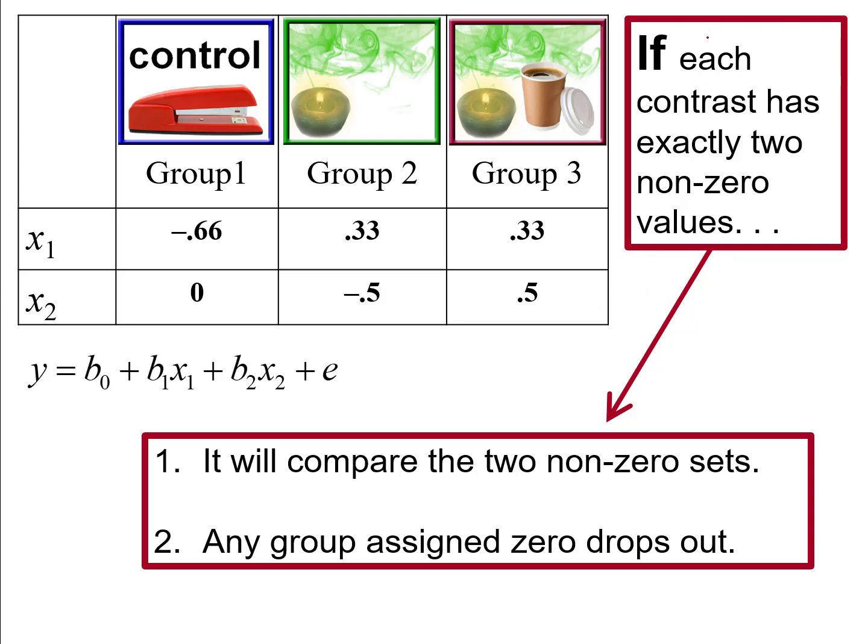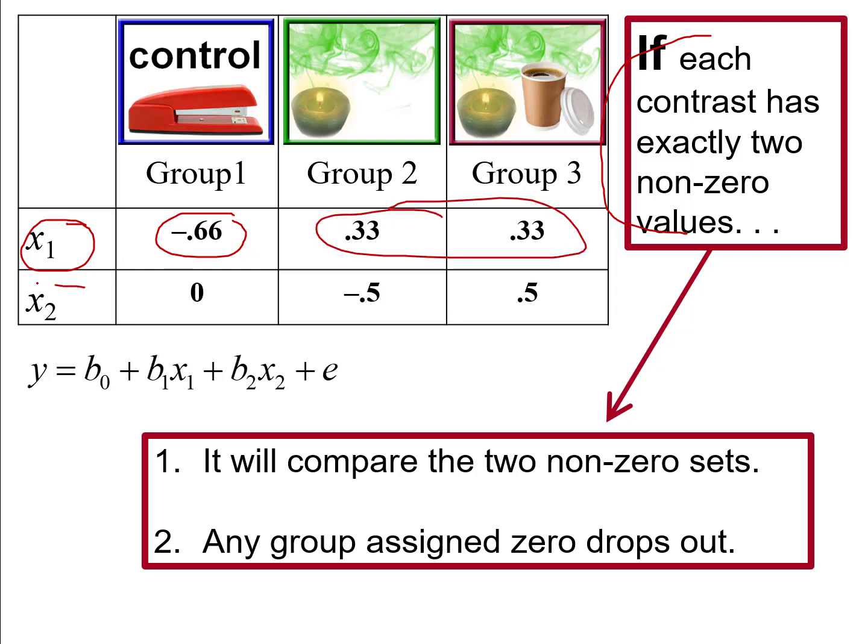So the rule is this: I want each contrast to have exactly two non-zero values. So for example, here's our first contrast for x1. And note that there are two non-zero values in this contrast. We've got negative 0.66 as one non-zero value, and 0.33 is the other non-zero value.